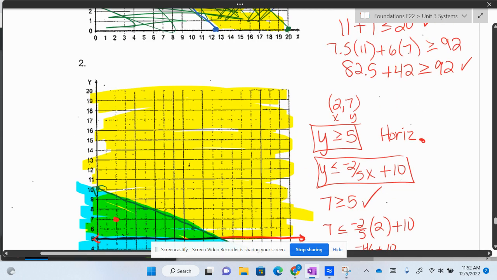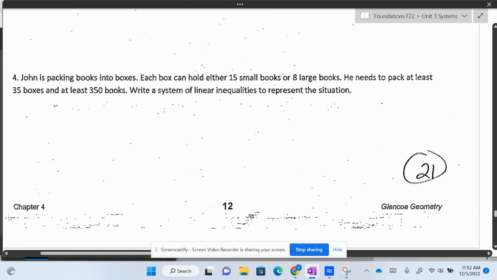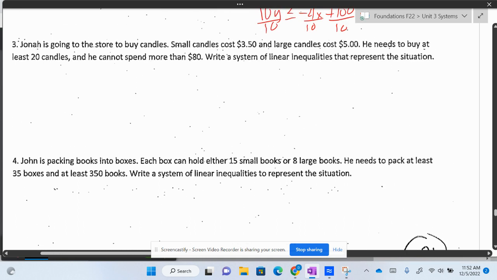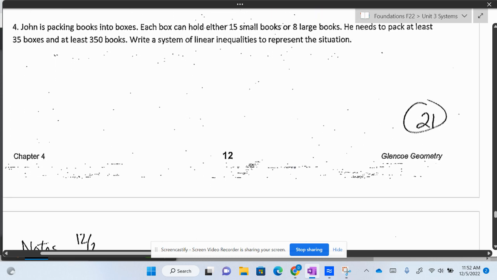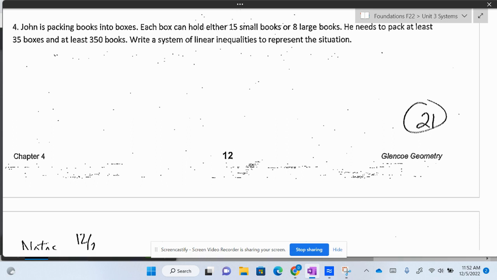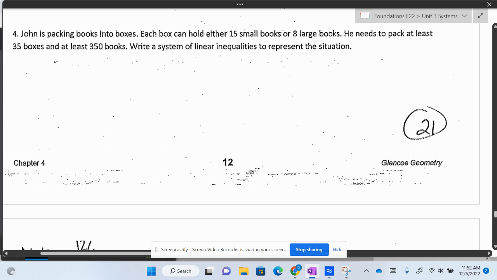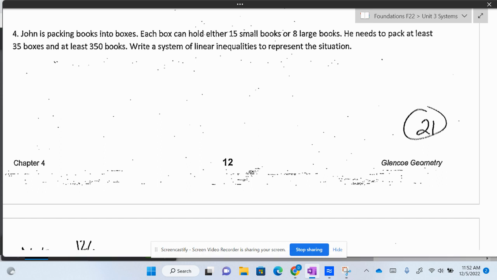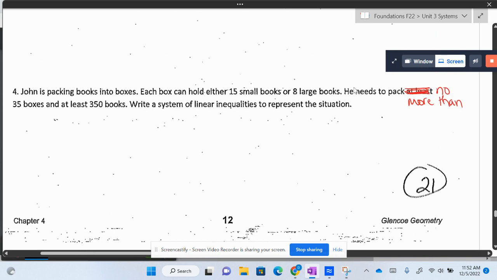Okay. Let's do one more word problem. Do you guys want to do number 3 or number 4? They're both 4. Okay. John is packing books into boxes. Each box can either hold 15 small books or 8 large books. He needs to pack at least 35 boxes and at least 350 books. I'm going to change this at least to no more than. Scribble out at least and make it say no more than, please.